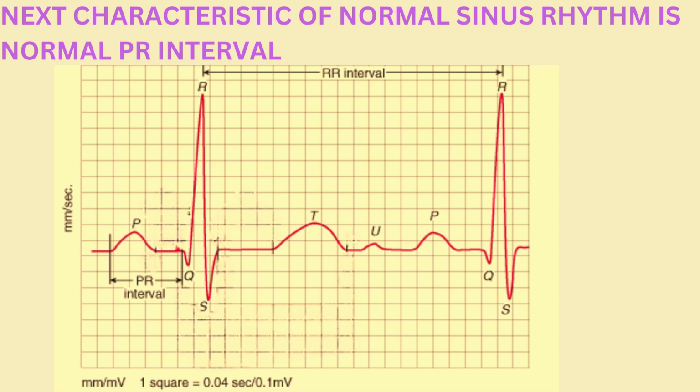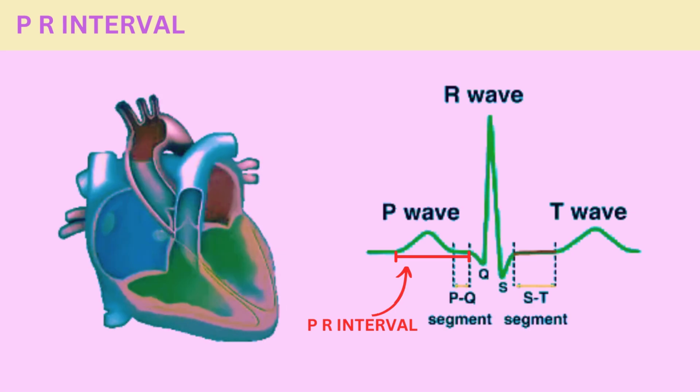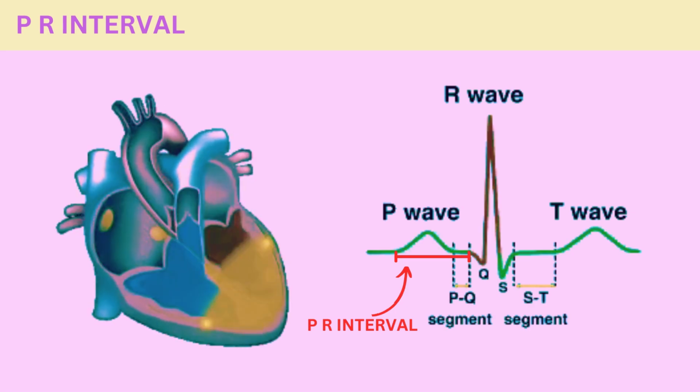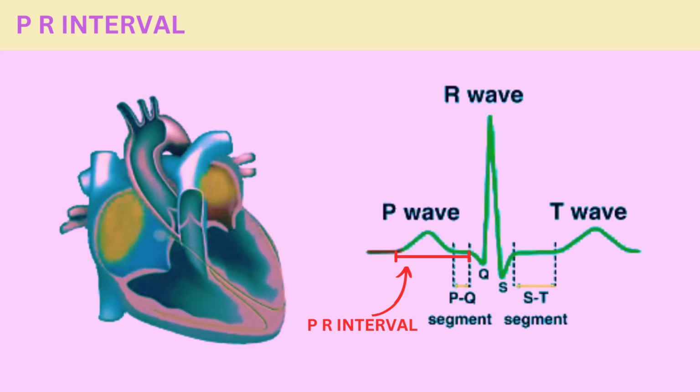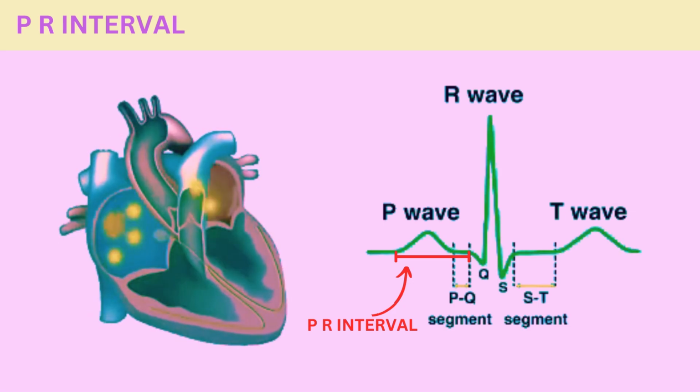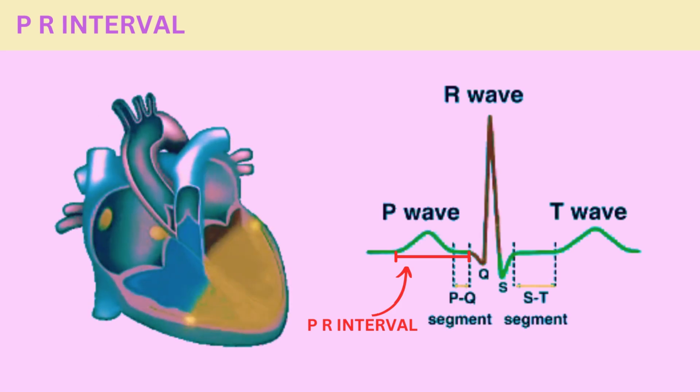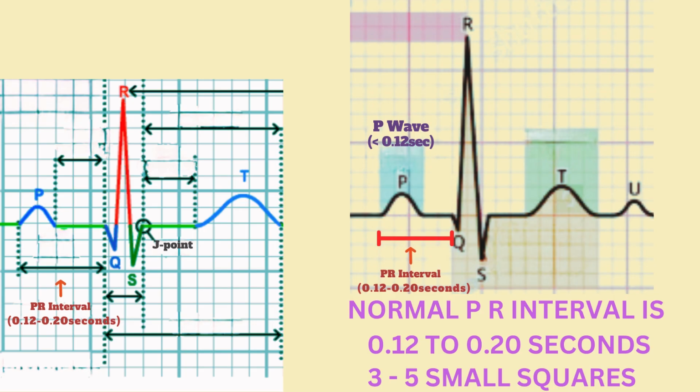Next requirement for normal sinus rhythm is a normal PR interval. PR interval is the time between atrial depolarization and ventricular depolarization. It is the time from the onset of the P wave to the start of the QRS complex. Normal PR interval is between 0.12 to 0.20 seconds, that is 3 to 5 small squares. As you know, the length of the P wave is less than 3 small squares. PR interval is between 3 to 5 small squares.